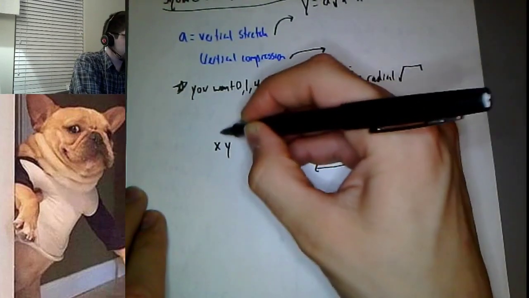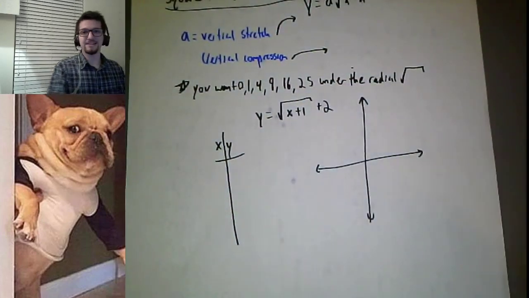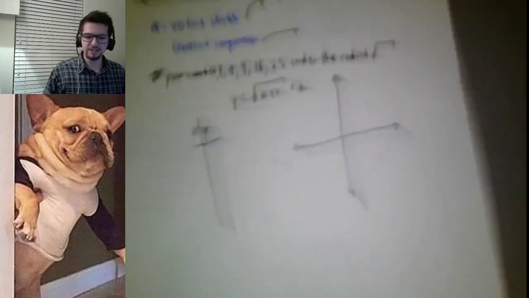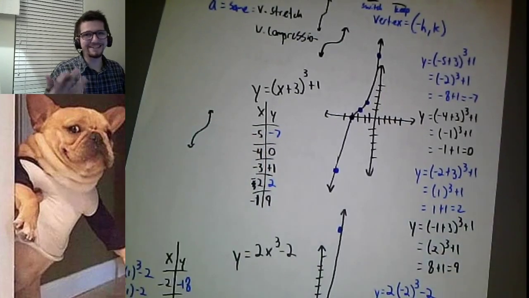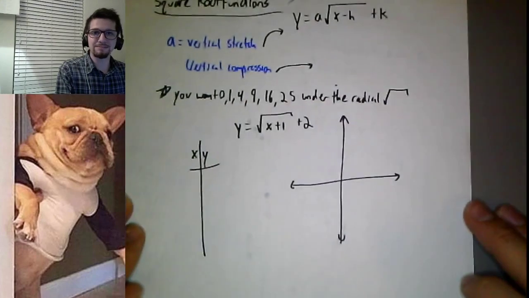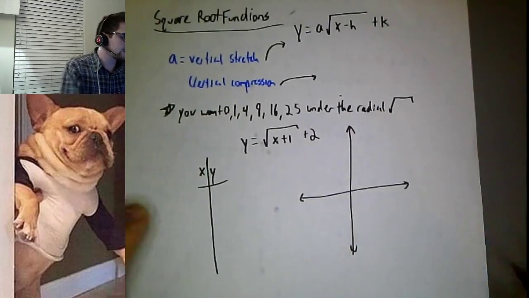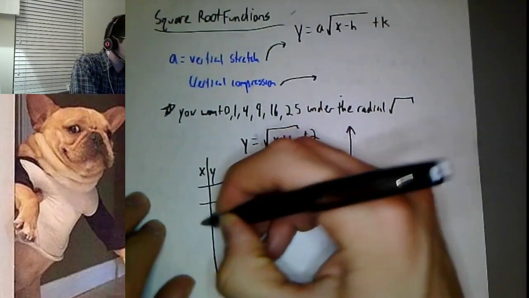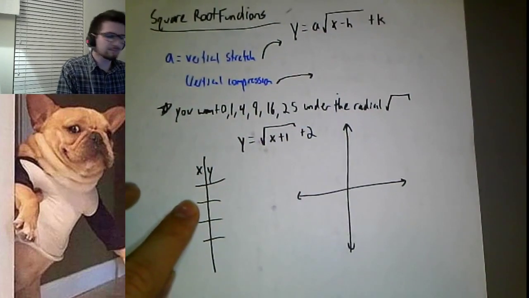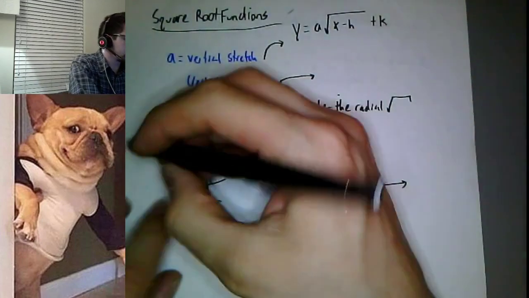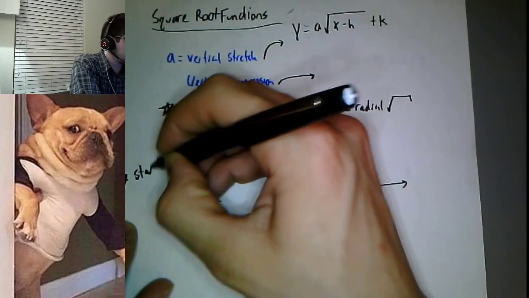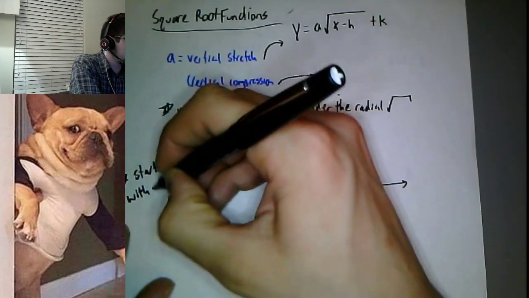Make my t-table. I told you guys that these are unique because we can't have negative numbers. So usually in our t-table, we would go down 1, down 2. We can't go down for these because if we go down, we end up making a number that's going to be impossible. It's going to be imaginary. So instead of going down 2, we're going to start with the vertex, and then we're going to work our way up from there, which is maybe a little important note. These are unique.